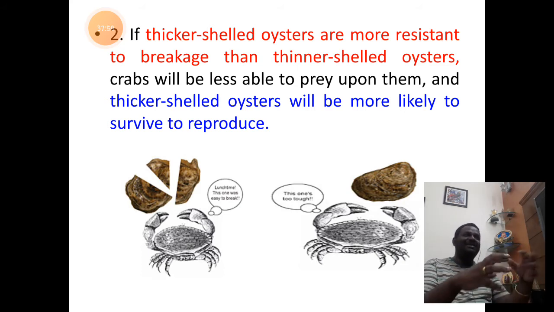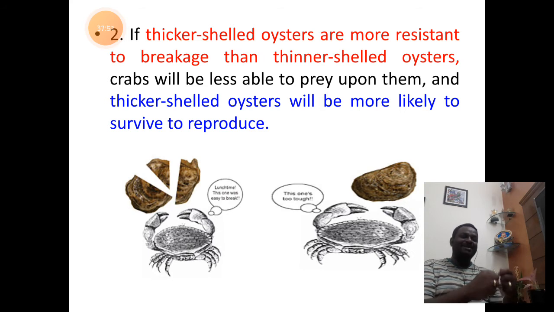such ones will be selected by nature, so they will be left by the crabs. So the number of thick-shelled oysters becomes greater. It gets increased when we compare to thin-shelled oysters. Thin-shelled oysters, when broken against the rocks by the crabs, break so easily that the crabs can feed on the content. So thicker-shelled oysters are selected by nature, and their number increases more than the thin-shelled.